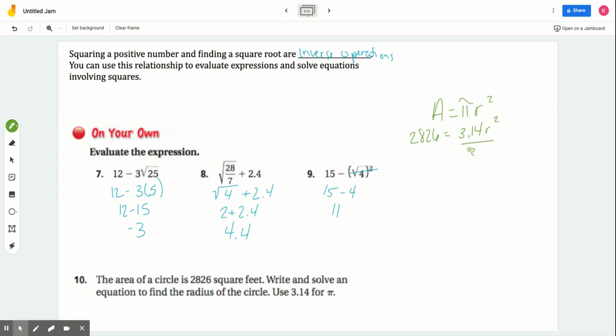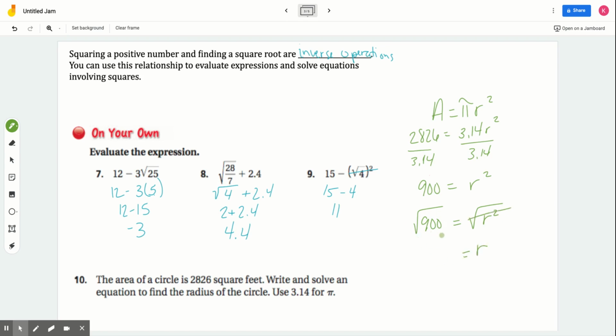So we can start by dividing by 3.14 on both sides. 2,826 divided by 3.14 is 900. So 900 equals r squared. Now in order to get r by itself, we can take the square root of r squared. So the square root of r squared and the square root of 900. Now remember, the square root and the square cancel and we're left with r.